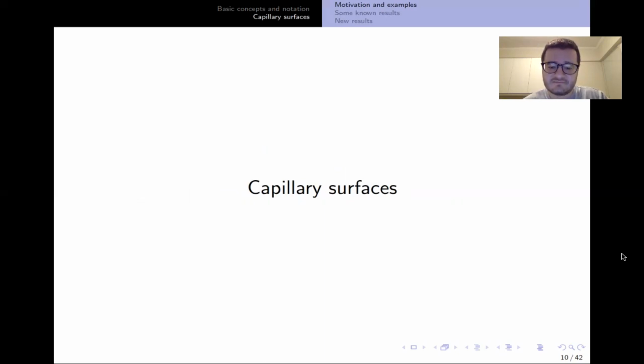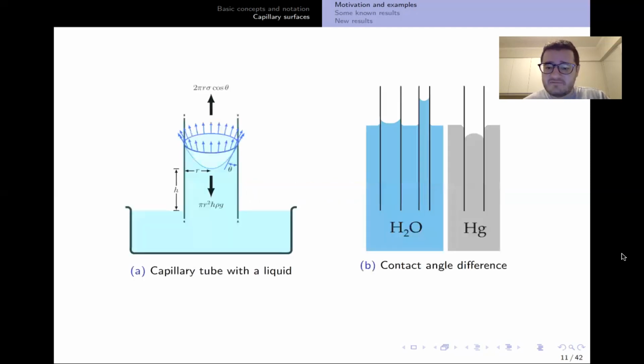And in this next part, I'll say a few words about capillary surfaces and their motivations and some examples and how to define them properly. So, capillary surfaces, as I said in the introduction video, they arise as the interface between a fluid and the air, where the fluid is in a thin tube, which is called a capillary tube, hence the name capillary surface.